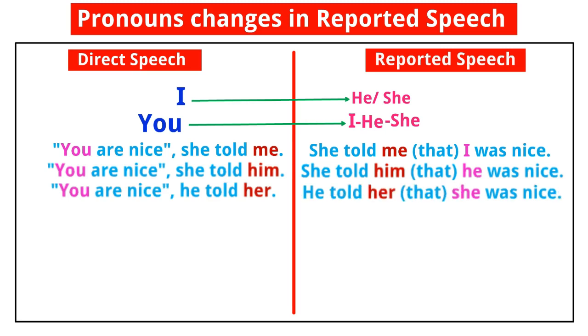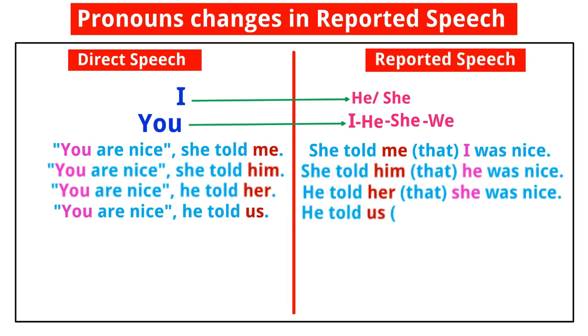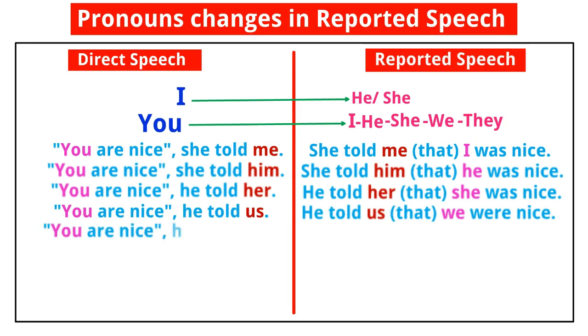It can also become we. For example, "You are nice," he told us. He told us that we were nice. It can also become they. For example, "You are nice," he told them. He told them that they were nice.